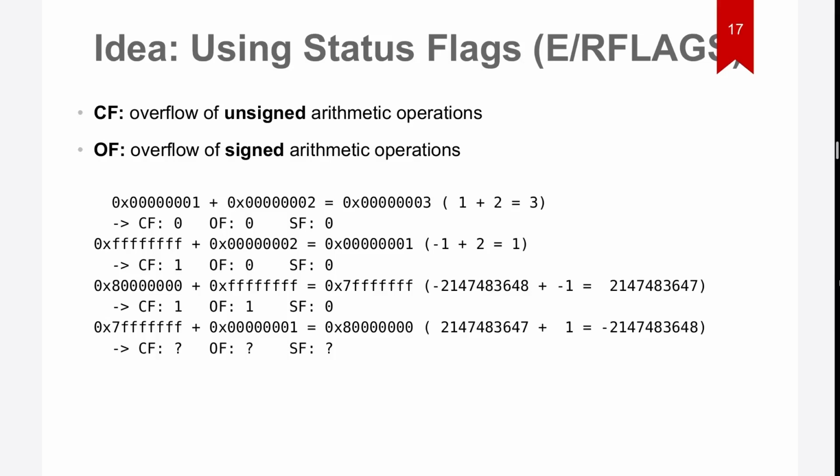Who's setting these flags? The CPU for you. When the CPU does the addition instruction, it executes that, adds these two values, and sets the flags. And then subsequent instructions, for example, compare instruction, a jump instruction, a conditional jump instruction can use those flags to determine whether it should jump or not.